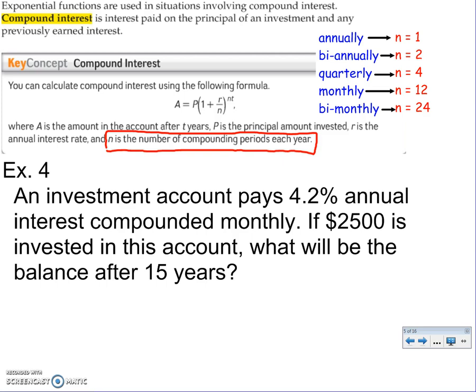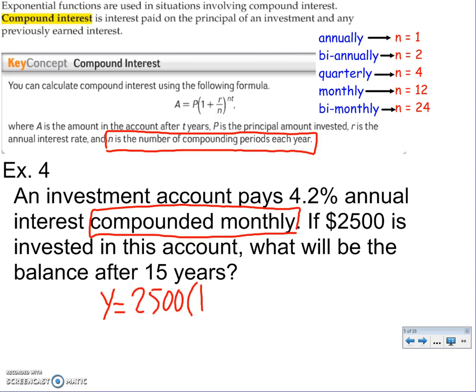An investment account pays 4.2% annual interest, compounded monthly. All right, so that tells me what n is. n is 12. There's $2,500 invested in the account. How much is there after 15 years? So, like before, that A is basically our y. Y equals, and P is our principal, how much we start with. This is the starting amount, which is $2,500.